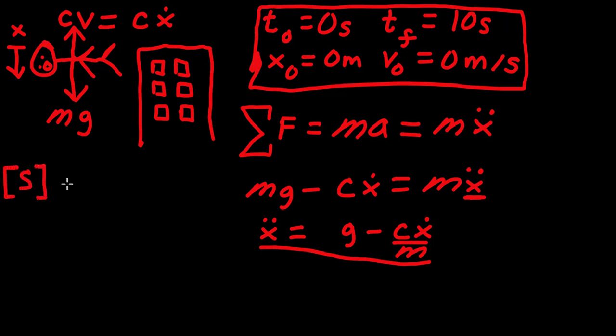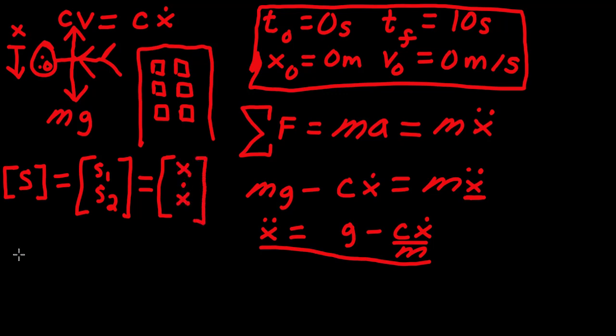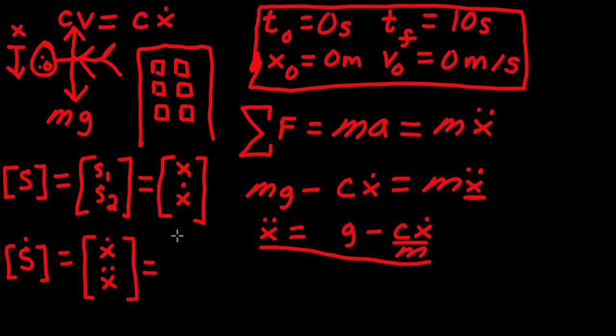This is a second order differential equation, so our state vector is going to have two components, S1 and S2. And those guys are going to be x and x dot respectively. Likewise, the derivative of our vector of states is going to be x dot and x double dot. And if we put in our expression that we just got, that gives us g minus c x dot over m on the bottom and x dot on the top.